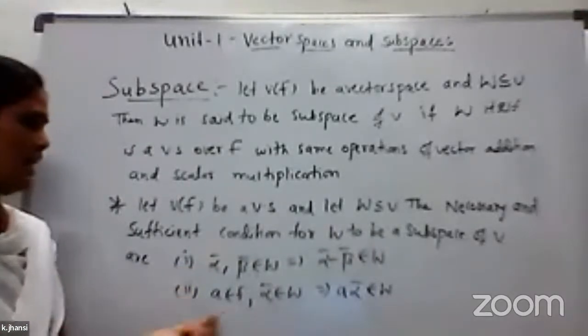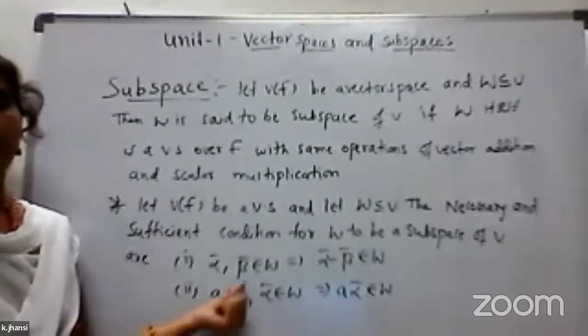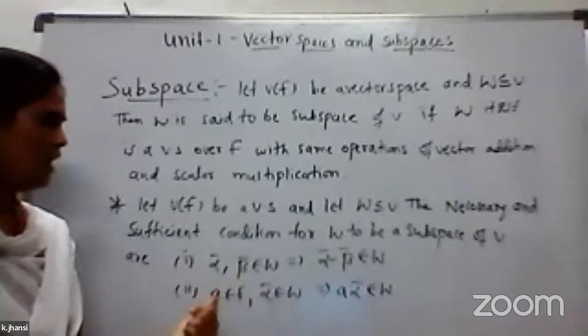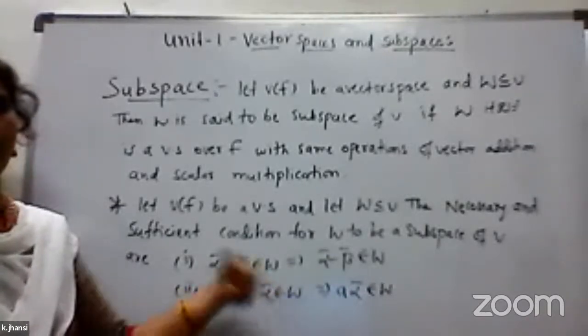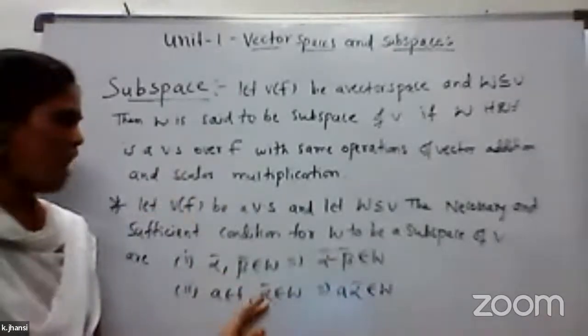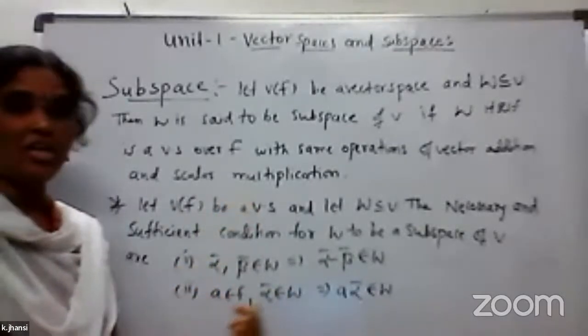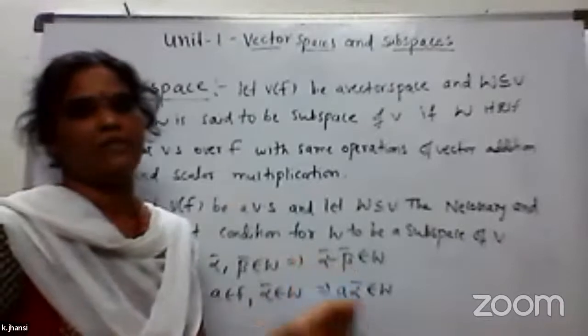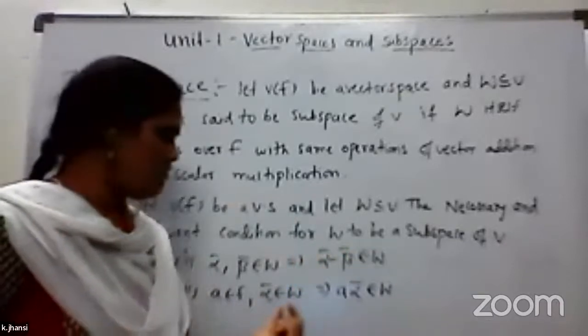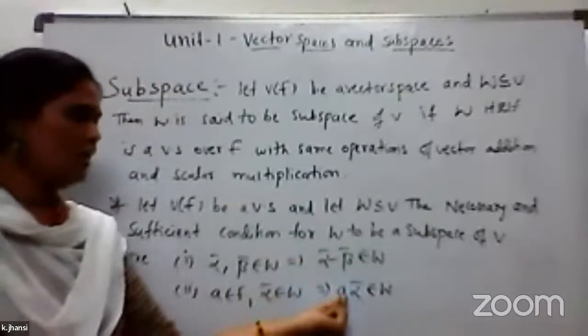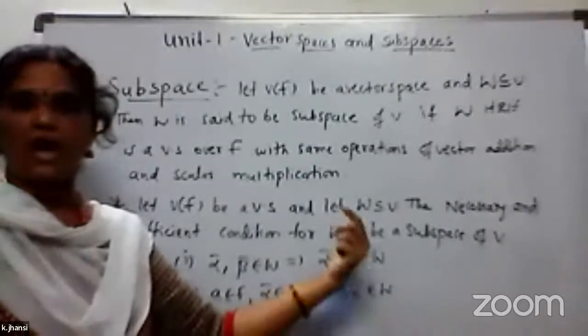And the second condition: if A is in the field of scalars, that means you are taking any number, scalars meaning here 1, 2, 3, 4, anything. Alpha bar is again A1, A2, A3. If you multiply 1 into alpha bar values A1, A2, A3, you will get the same alpha bar, no? So A into 1 into alpha bar means you will get alpha bar only.